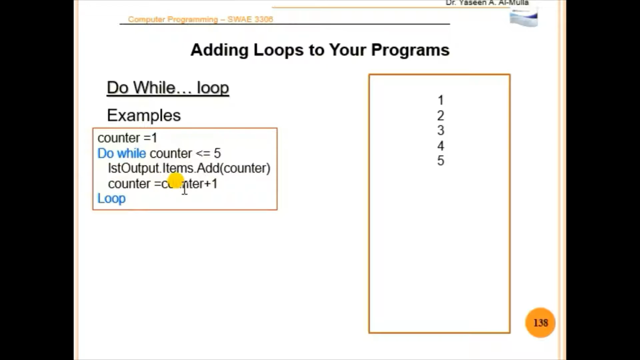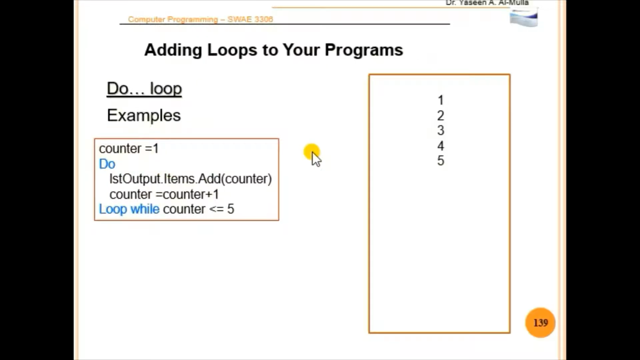Then it will go up here, 5 plus 1, it will be 6. Is 6 less than or equal to 5? No, it is not, so it will stop the looping, and the list will be shown only from 1 to 5. So you start with do while. The condition here is, as long as the counter is less than or equal to 5, you keep looping.